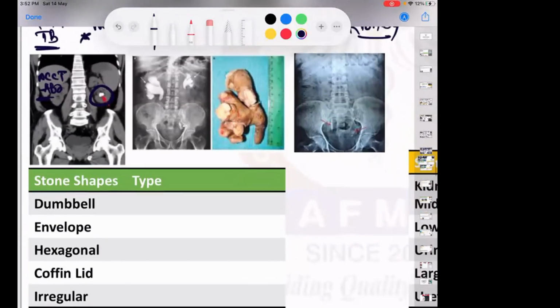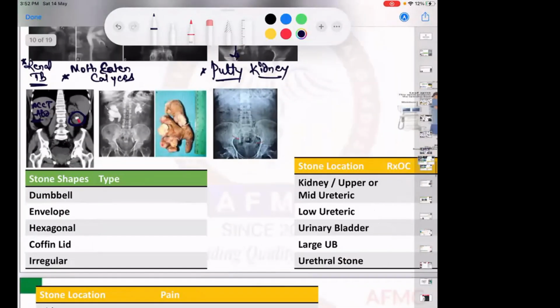So therefore, the investigation of choice for renal stones is anybody? Investigation of choice for renal stones is NCCT abdomen or NCCT KUB, whatever you write it. Okay. The investigation of choice is NCCT KUB for renal stones. Kidney, ureter, bladder, that is the full form of KUB.